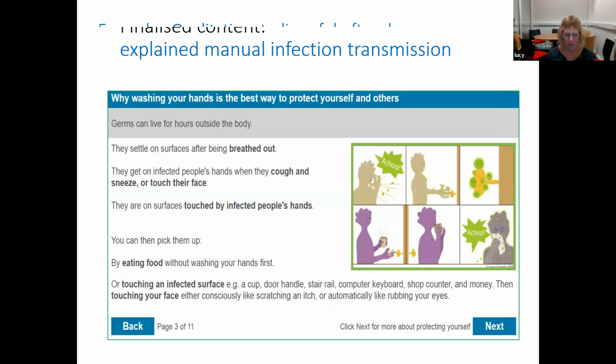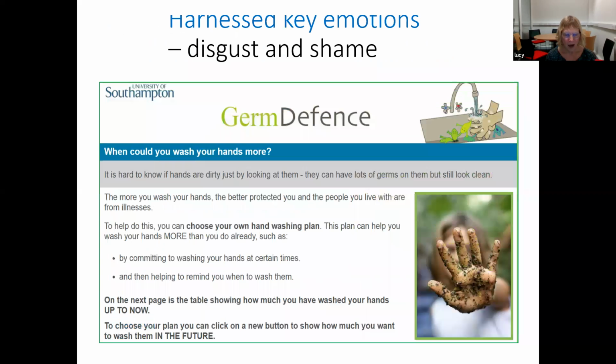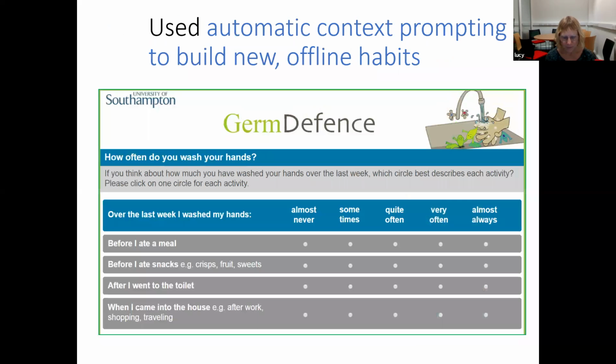So we started off by explaining how germs are transmitted by hand, so it is relevant to wash your hands. We harnessed key emotions. So the shame of having dirty hands and the feeling of disgust, they're very powerful emotions for doing automatic prompting of behavior. So you can see this is good theory-based stuff. And we always try to tie in our digital interventions with building offline habits, so you don't have to keep having the digital intervention prompting you what to do, so you have your natural environment prompting you.